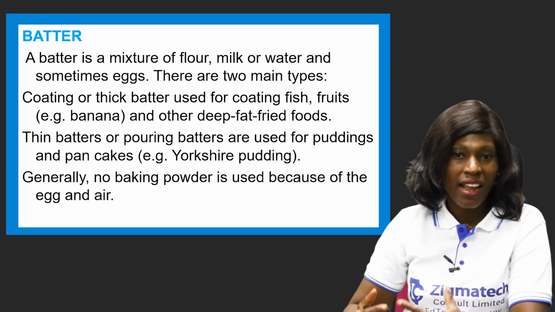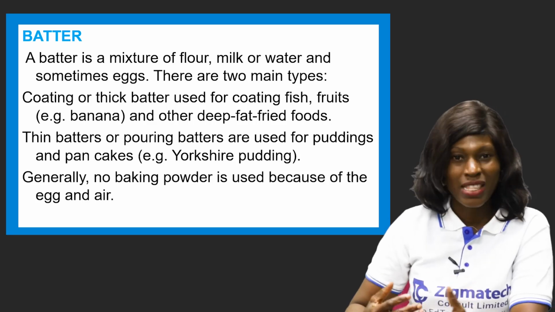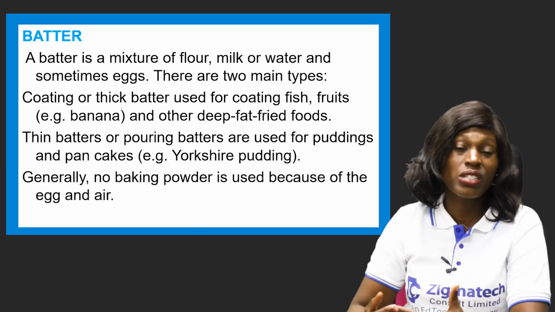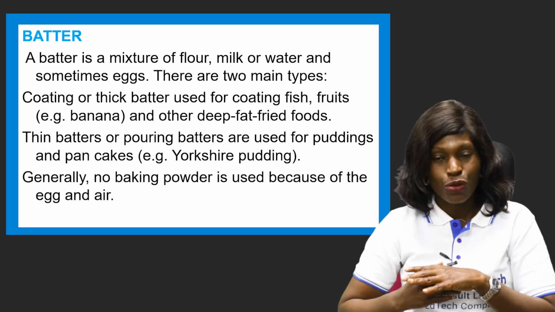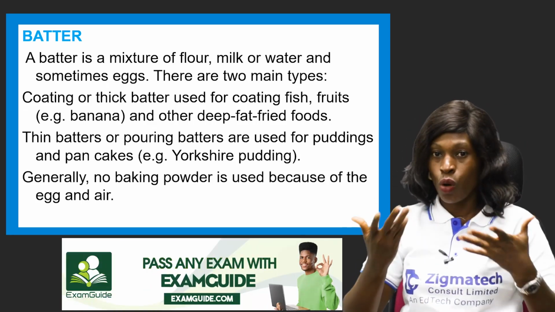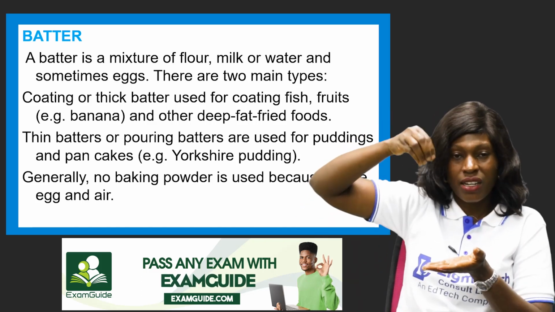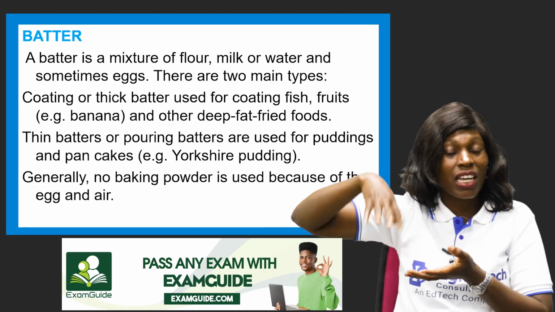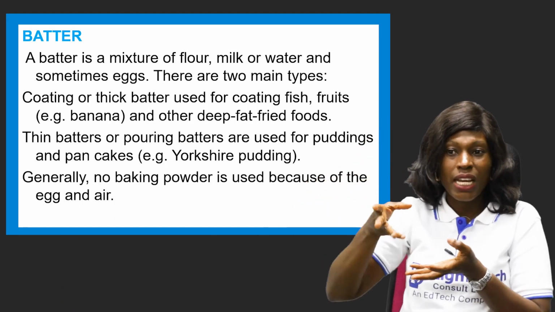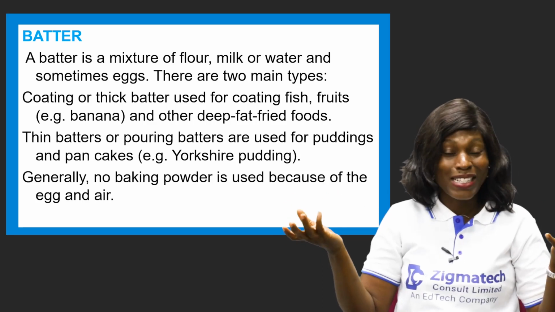Then we have thin batters or pouring batters. We use them a lot. If we are familiar with our puddings and pancakes, they are referred to as thin batters. They're not as thick as that used for coating. It's a thin batter, it's pouring. If you're making pancake, it is a pouring batter. Then you fry them and get them ready to eat.